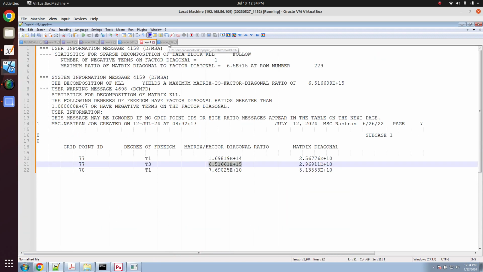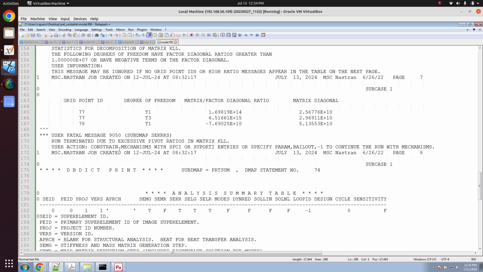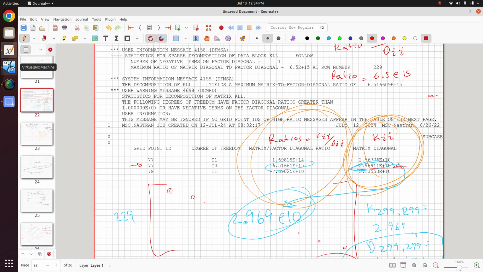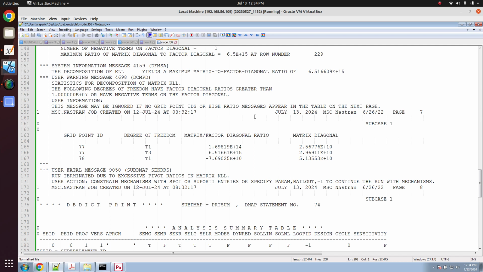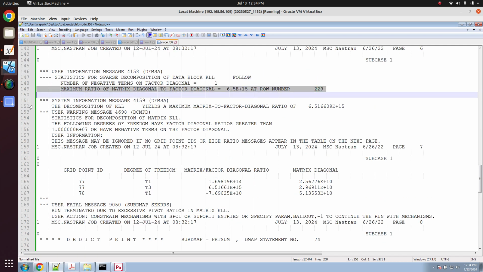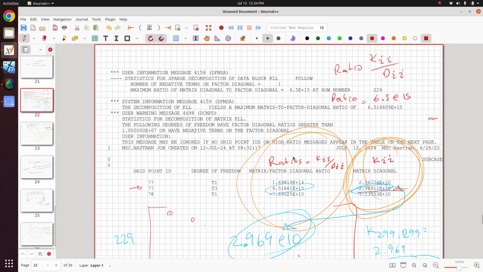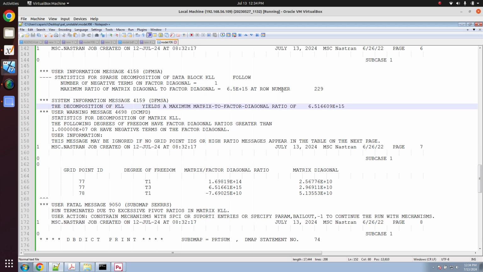Let me run it real quick. I'm trying to replicate the user fatal message 9050. Okay, perfect. So that would be this. Okay, 229. Right, so this is the same message that we were discussing a moment ago. Here we get told that this matrix diagonal is at row 229.